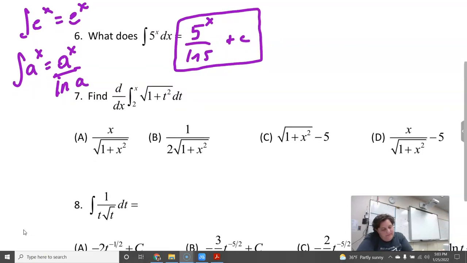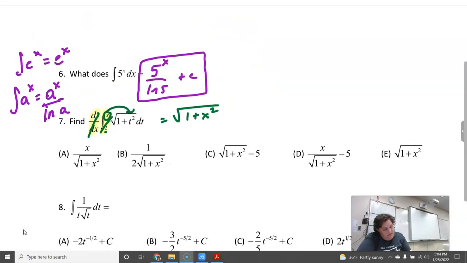Okay, look at number 7. Do you guys see derivative integral? All right, derivative integral. That's our second fundamental theorem of calculus. That's where we say, oh, a derivative and an integral cancel each other out. The constant goes away, and I just put the x in here. So it's square root of 1 plus x squared. That's it, all right? Didn't do anything else. I mean, if we had to do chain rule, we'd multiply by the derivative of x, but the derivative of x is just 1. Okay, so this is going to be letter E.